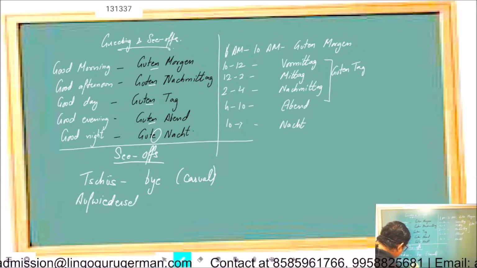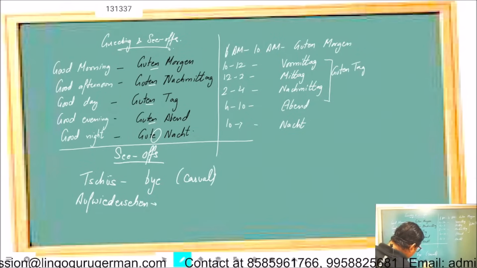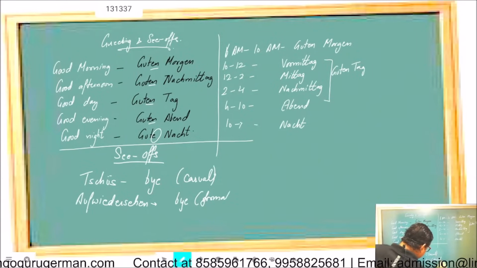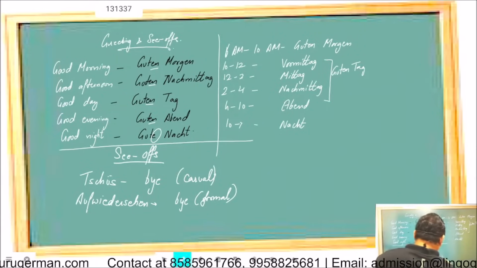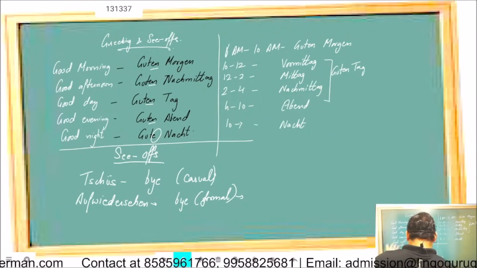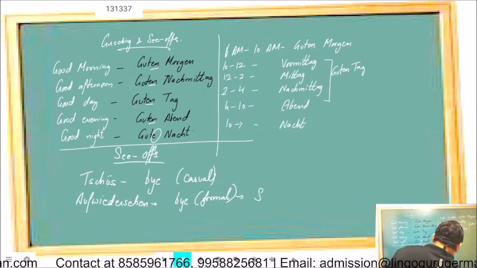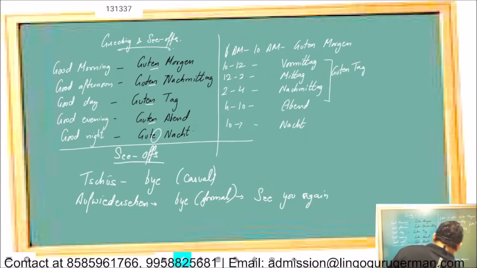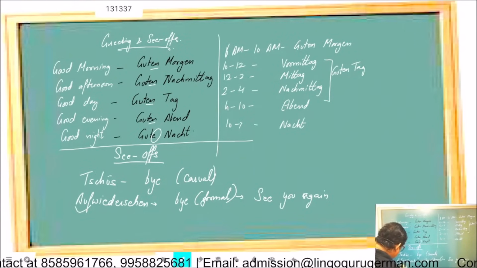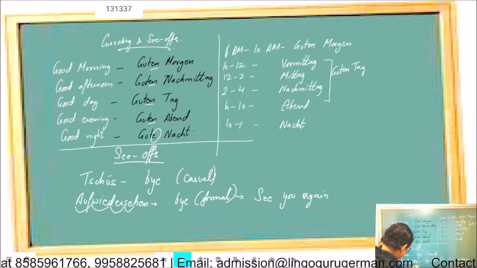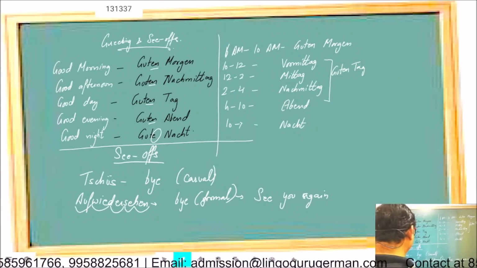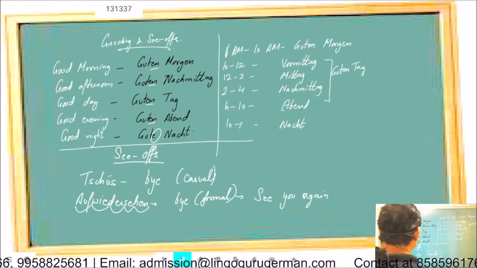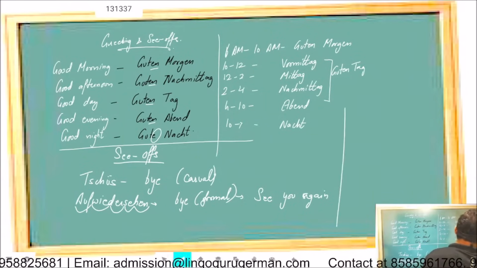Auf Wiedersehen, which is also ideally bye, but that is formal. That's not the casual one. Officials generally use it, and new people, when they meet each other, say it. It also means see you again. And how you can pronounce it: there's breaking Auf Wiedersehen. Five breakings, five sounds. We'll learn the syllables in the coming sessions. See offs. Very basic greetings which Germans use.